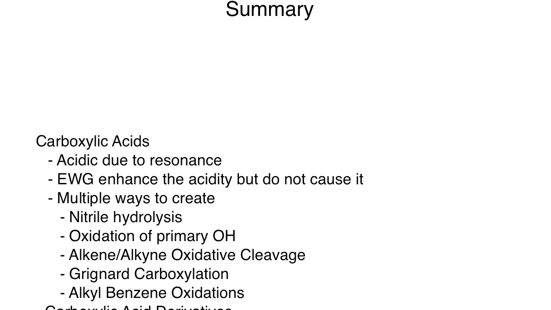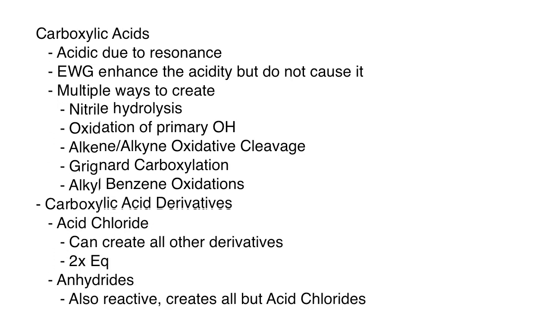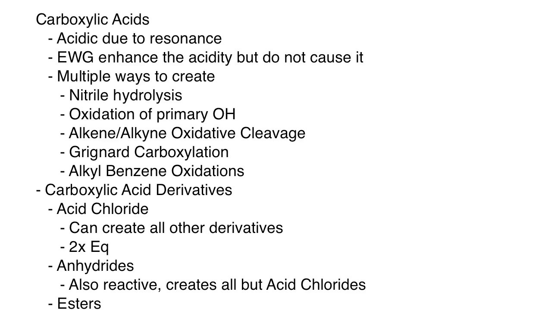All right, everybody, so here's the summary. For carboxylic acids, when we initially started talking about this at the first lecture, we mentioned that carboxylic acids get their functionality due to resonance. So the reason that the OH group is acidic in comparison to something like an alcohol is the fact that there is resonance available there.